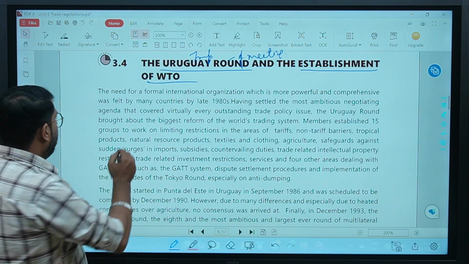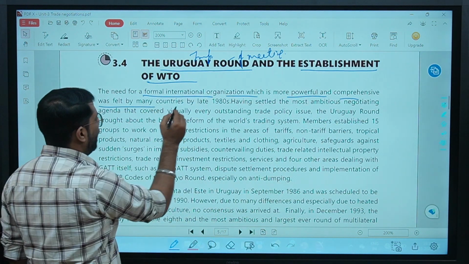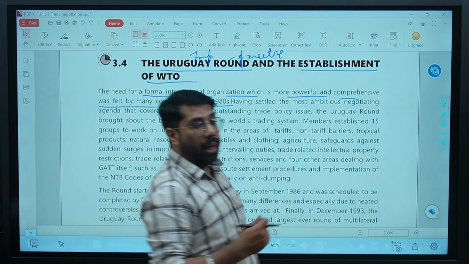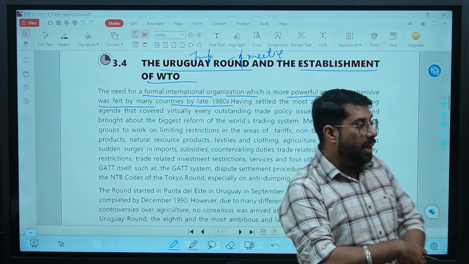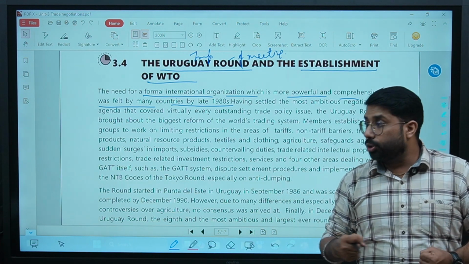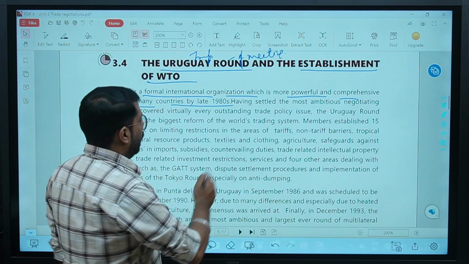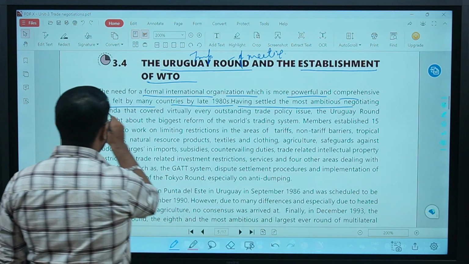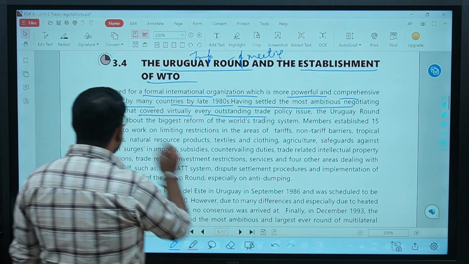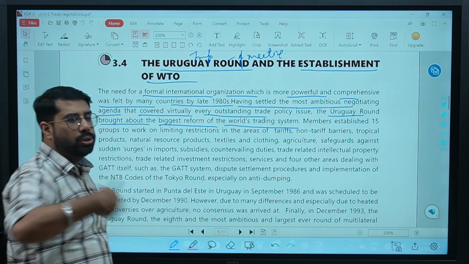Let us see. It says the need for a formal international organization which is more powerful and comprehensive was felt by many countries by the late 1980s. By the time the late 1980s arrived, every country was of the view that there should be another organization which is more powerful, more dynamic, newer as compared to GATT. That is the reason, having settled the most ambitious negotiating agendas that covered virtually every outstanding trade policy issue, the Uruguay round brought about the biggest reform of the world's trading system, which actually changed the face of world trading.